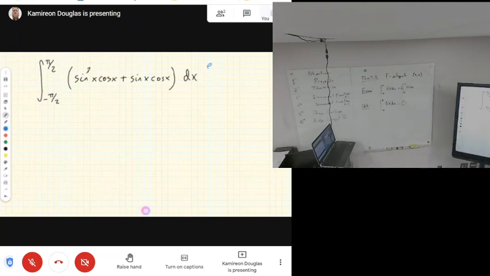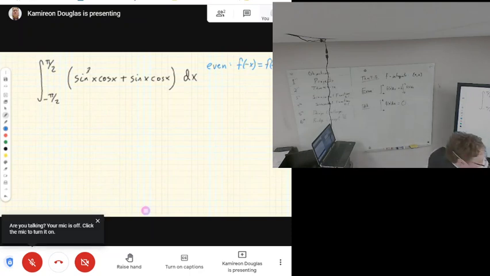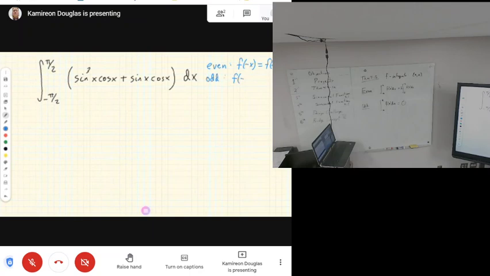If it is even, what will happen is f of negative x will be the same as f of just regular x. Meaning if I plug a negative into the function, nothing changes. If it is odd, the opposite happens. Odd functions have the unique property that if I plug a negative into the function, a negative pops out of the function. Meaning the entire thing switches signs.